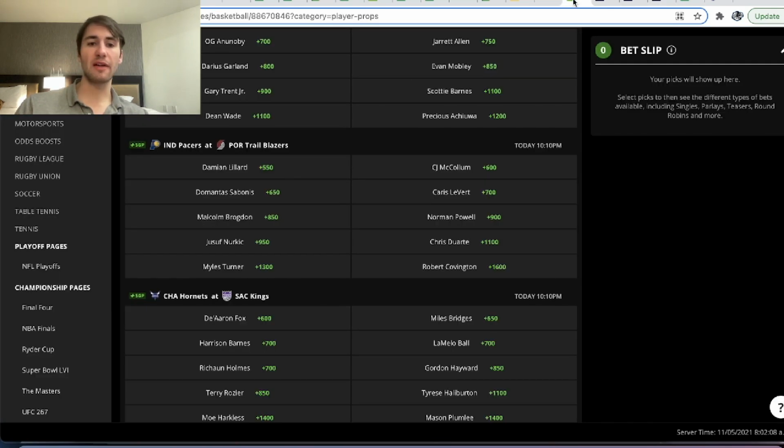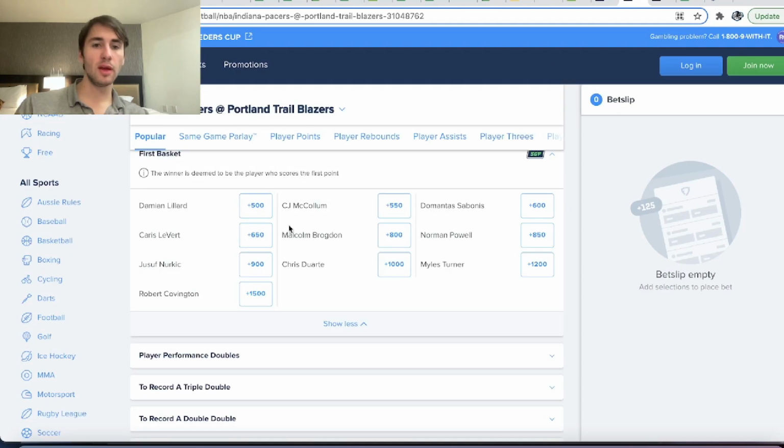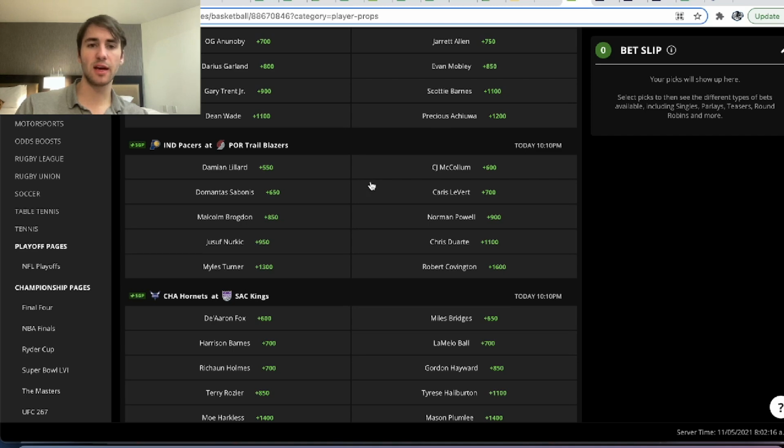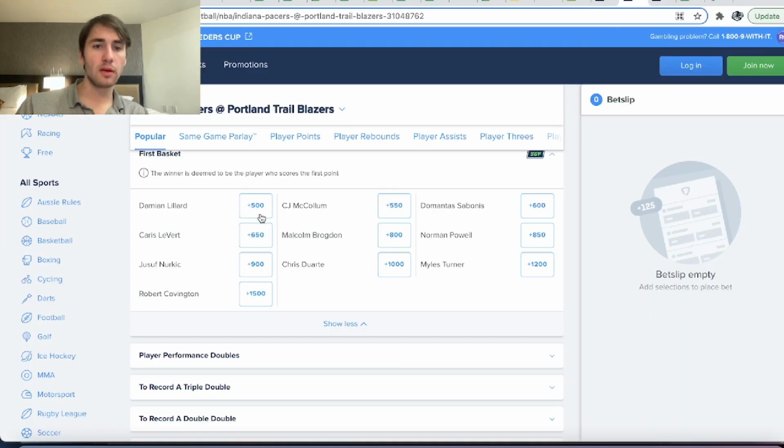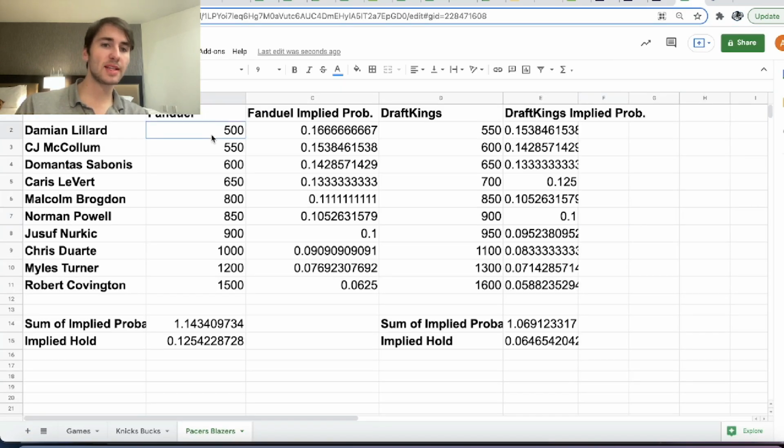So you can see on DraftKings, Lillard is plus 500, whereas on FanDuel, he's plus 500. What was he on DraftKings? He's plus 550 on DraftKings. McCollum's plus 600, whereas on FanDuel, Lillard's plus 500, McCollum's plus 550. So we can do the exact same thing here, and you'll see DraftKings is giving you better odds for the first basket score on every single player, literally every single player.